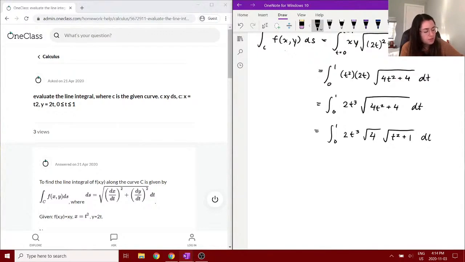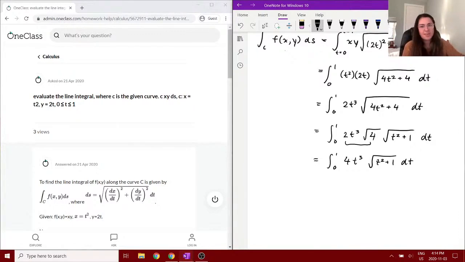Actually 1 dt. Yep, and we know the square root of 4 is just 2. So writing this again, we have 2 times 2 is 4. Okay, t squared plus 1 dt.